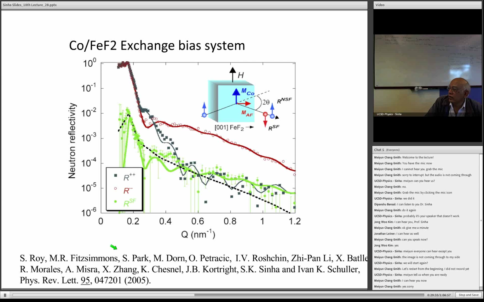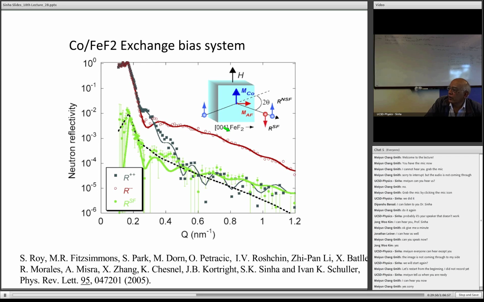And here is an example taken with Mike Fitzsimmons at Los Alamos on the Asterix reflectometer. Again, this is an exchange bias system consisting of cobalt on an iron difluoride antiferromagnet.